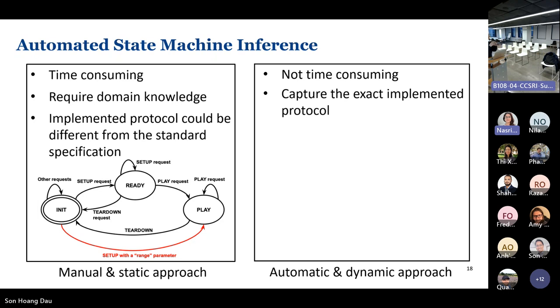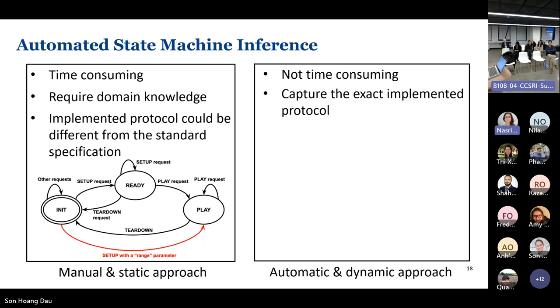For example, the specification of the FTP protocol, you can easily download from the internet, but you might end up finding hundreds of implementations for the protocol, and they are slightly different. So the model that we have from the specification might not be the correct one. We need something that exactly captures the behavior, the correct behavior of the system under test.